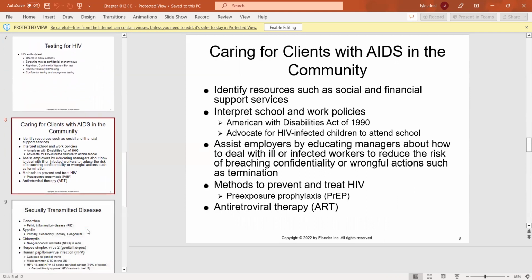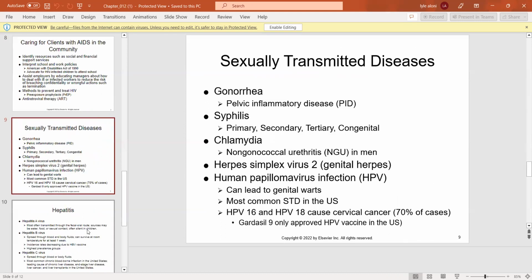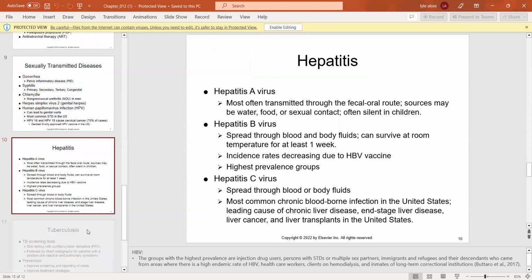When we care for these clients in the community, we're going to make sure we identify resources. We're going to assist employers by educating managers about how to deal with ill or infected workers. We're going to teach about our pre-exposure prophylaxis and our antiviral therapy. We have a bunch of other ones. We have gonorrhea, syphilis, chlamydia, herpes, HPV as well. You're going to do some reading about those in this chapter.